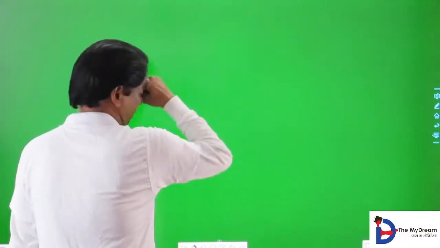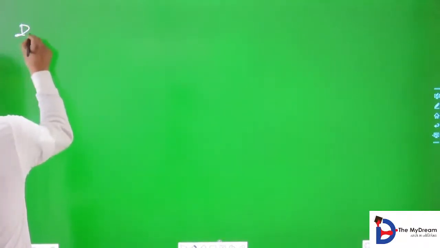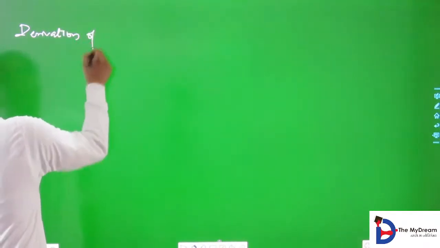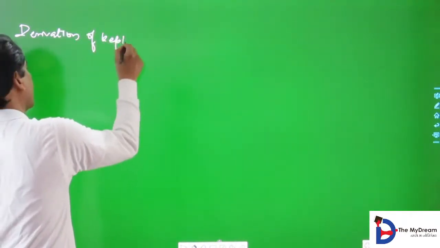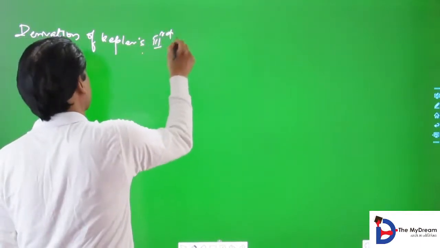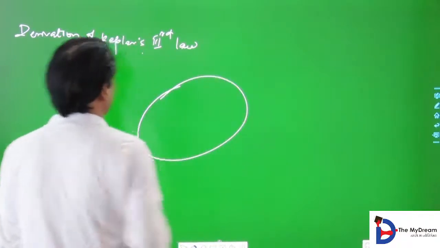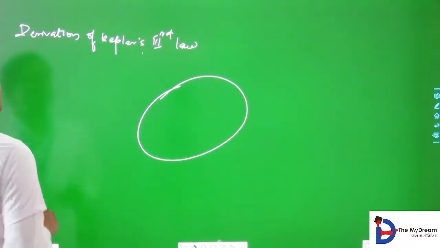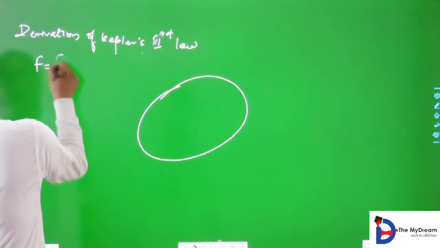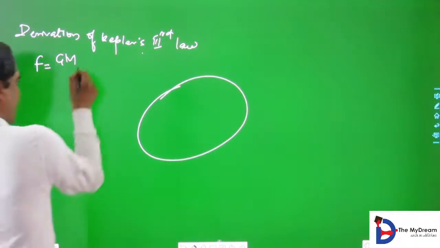Now we are talking about the derivation of Kepler's third law. The gravitational force is given by capital G M_S and M_P.